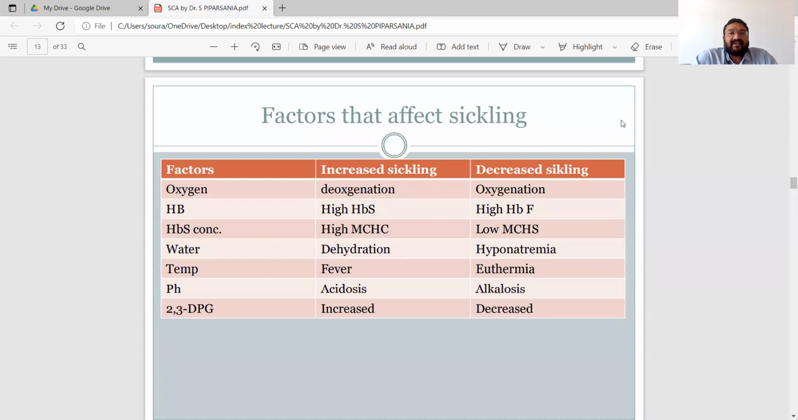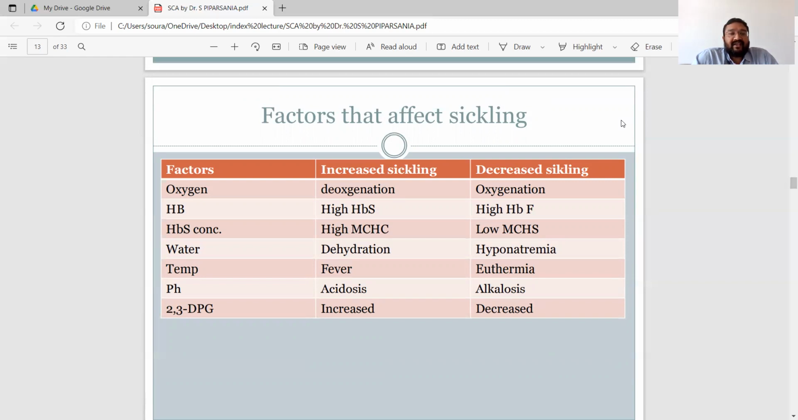Now, what are the factors that affect sickling? There are certain factors that promote sickling and certain factors that decrease sickling. Oxygen is a very important stimulus that decreases sickling. In a deoxygenated state, whenever there is deprivation of oxygen, the chances of sickling are more, and when the oxygen is in adequate amount, the chances of sickling will be less. A high concentration of HbS increases the chances of sickling, and a high level of fetal hemoglobin decreases sickling.